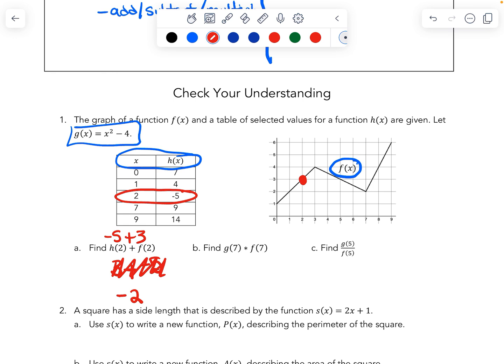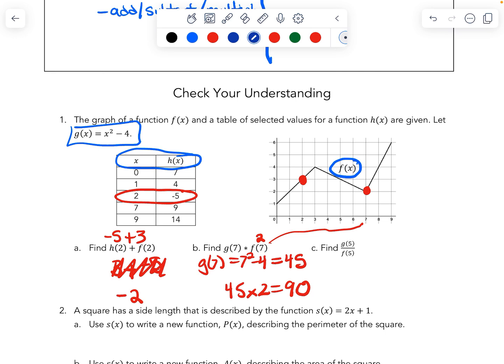g of 7 times f of 7. Well, g of 7, so that's using our equation. So g of 7 is 7 squared minus 4, or 45. And then f of 7, so that's our graph, is 2. So 45 times 2 is 90.